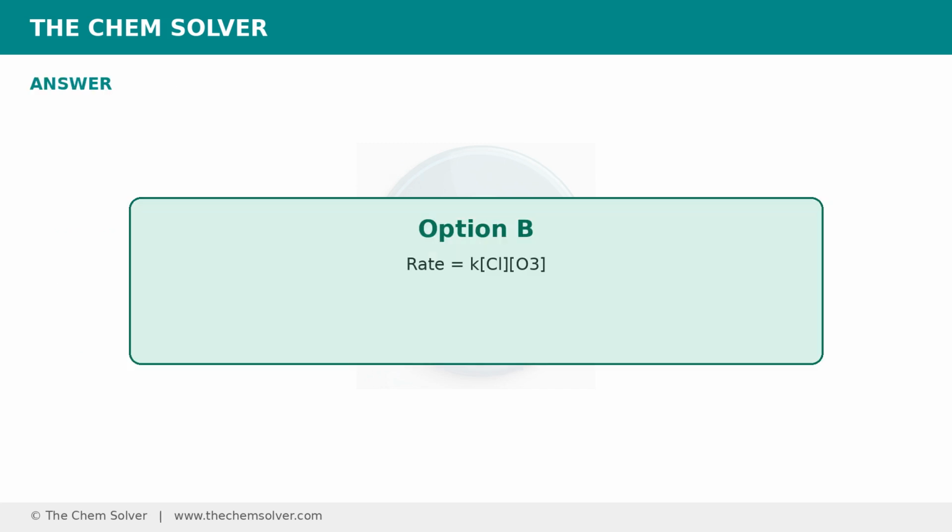The correct answer is option B. Rate equals k [Cl][O3].